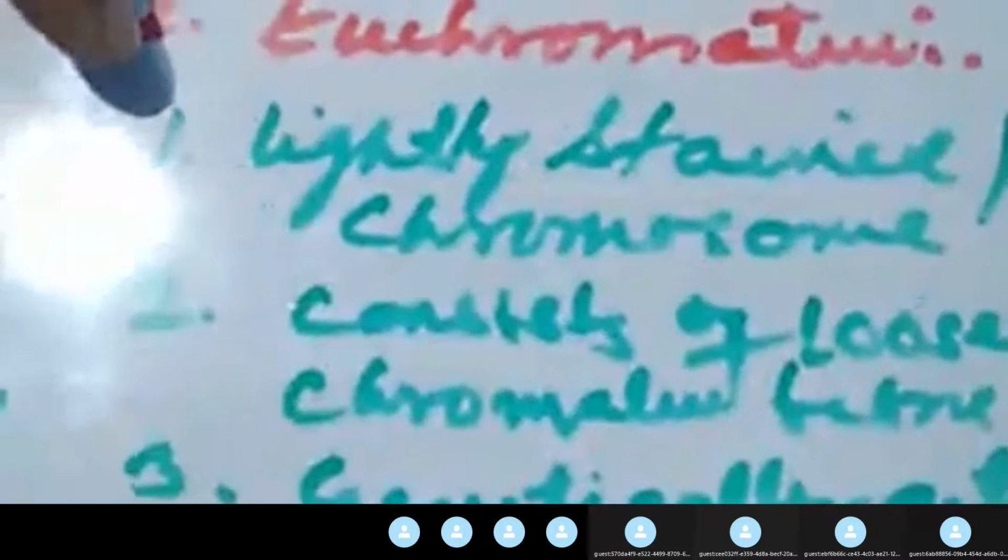Now look at the characters and features of the euchromatin. The euchromatin is the lightly stained part of the chromosome. I have told you that when the chromosome is stained, the part which gets lightly stained is known as the euchromatin. It consists of loosely coiled chromatin fiber, and heterochromatin consists of the tightly coiled region.